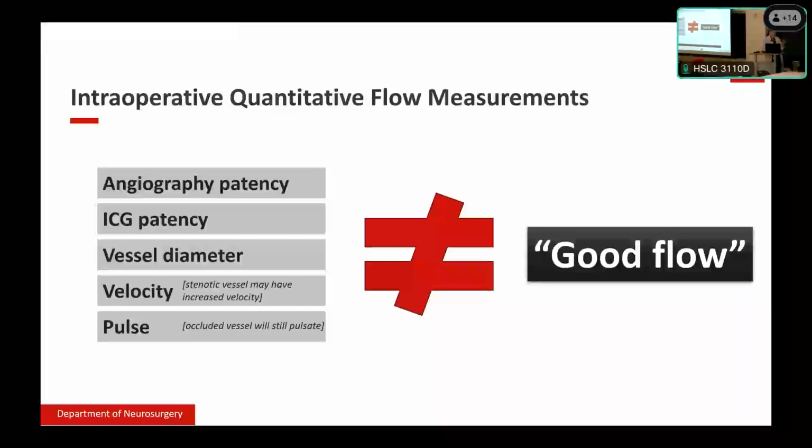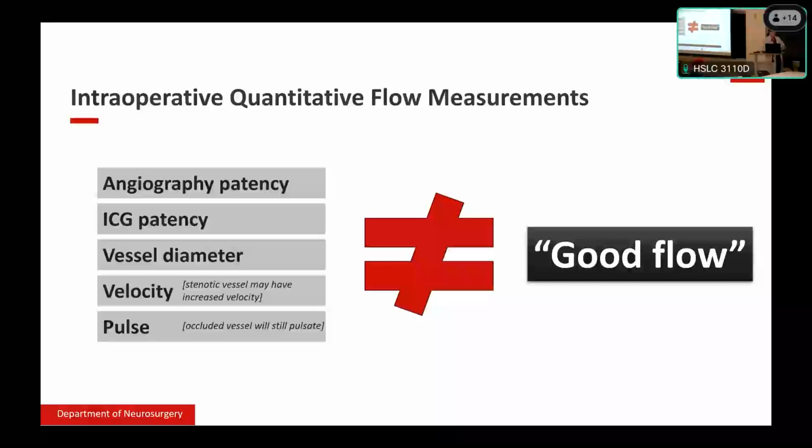And it's a little bit of a misnomer to say that just angiographic patency or ICG patency means that you have good flow. It's not quite that simple. It's essentially binary. There is flow, there isn't, but it doesn't tell you how good the flow is. Vessel diameter does not always indicate how good the flow is. Velocity, that's misleading sometimes because a stenotic vessel, as we know from measuring TCDs, for instance, a stenotic vessel may have increased velocity.